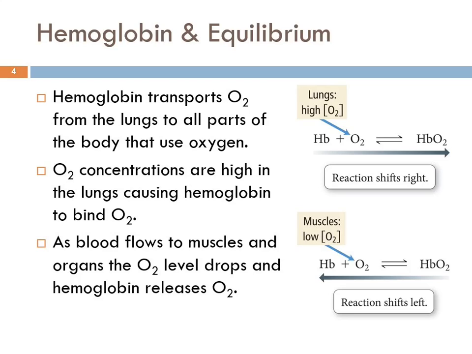So in your lungs, you have a relatively high oxygen concentration. And so that causes this equilibrium to shift to the right. And so the hemoglobin will bind the oxygen. And then the blood with that bound oxygen travels around and it comes to your muscles, which are low in oxygen concentration. So now the oxygen concentration is low. Well, that has messed with the equilibrium. So the reaction will shift to the left and release oxygen.